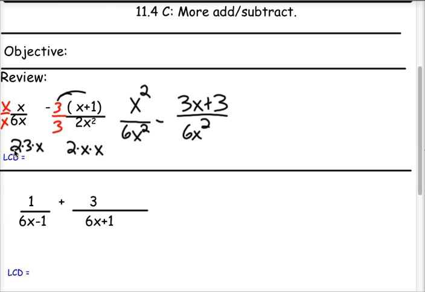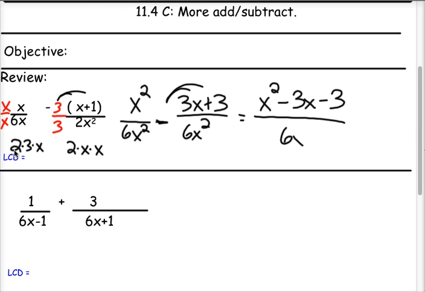Now, because of that negative, we have to remember that negative is going to both terms. So here what you end up getting is x squared. You're subtracting 3x and subtracting 3. However, remember that denominator stays the same. The whole point of this was to get that common denominator so it can stay the same. So that's how we did it when we were dealing with just dividing by monomials.